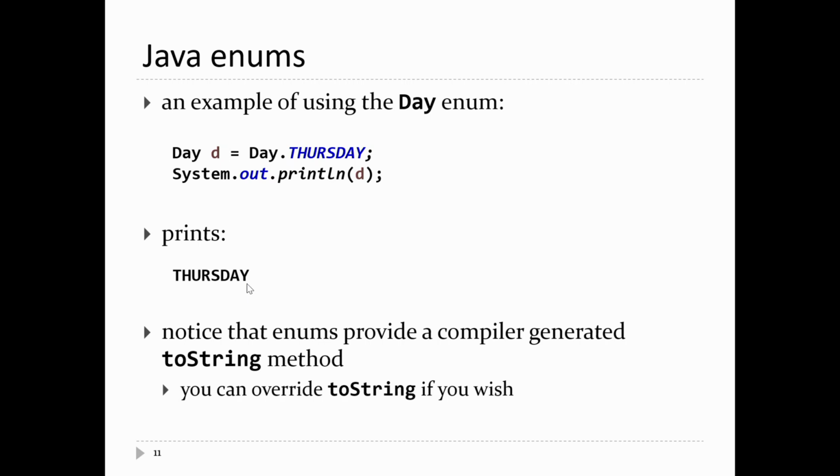And you can even override this if you want to. So if you decide that you don't want to print out all caps Thursday, you want to print out something else, all you do is override toString, and then you can have a different string computed when you call toString.